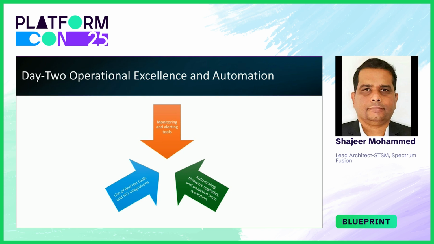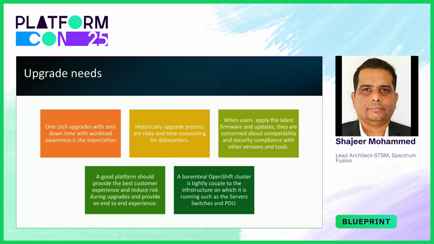Auto scaling features dynamically adjust the resources based on workload demand, helping maintain optimal performance. Firmware upgrades and issue resolution are automated and proactive, reducing manual intervention and risk. These day two operations leverage Red Hat tools and deep integration with HCI components to streamline management and keep your environment running smoothly. We'll now look at the upgrade needs.